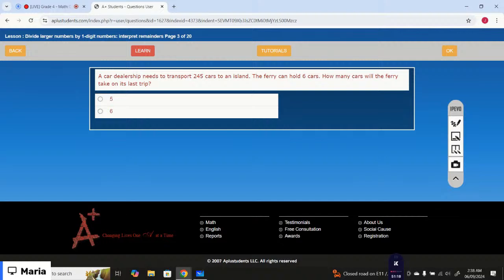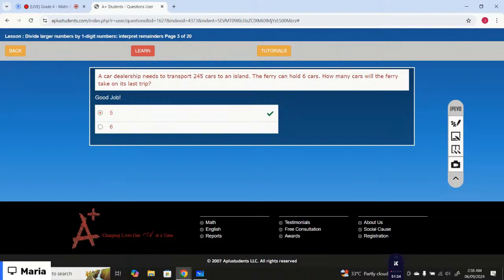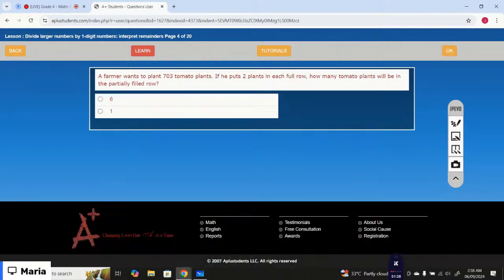Which is the correct option? I think that's the one we did on the tutorial, right? If I'm not wrong, the correct option is 5. Yes, 5 it is. Option number 1 is the correct option.